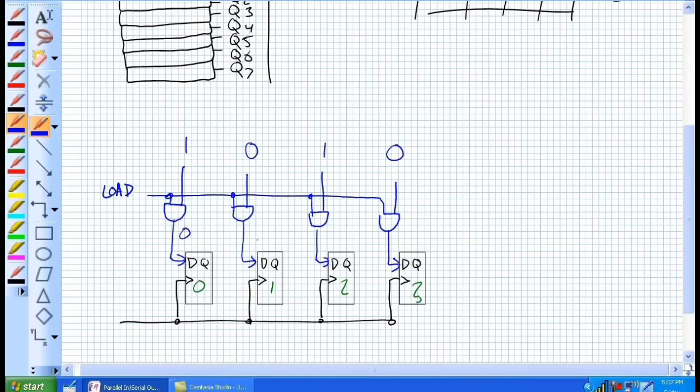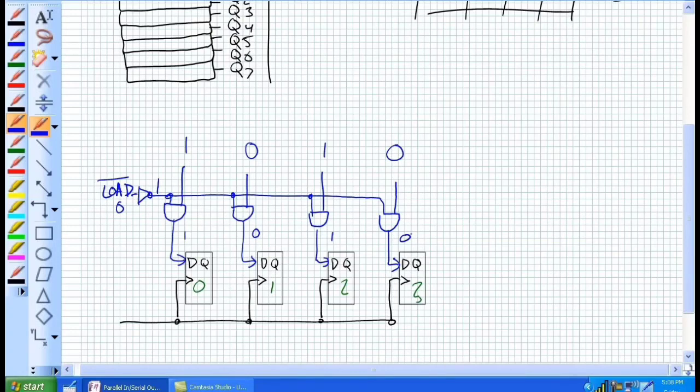Remember, anything ANDed with 0 is a 0. You're not loading anything. Okay? But just to make matters slightly more confusing, we want an active low load. So let's invert that signal right there. Okay, so now when load is a 0, it's a 1 there. And 1, 0, 1, 0 gets loaded in. Okay? Not too difficult there.